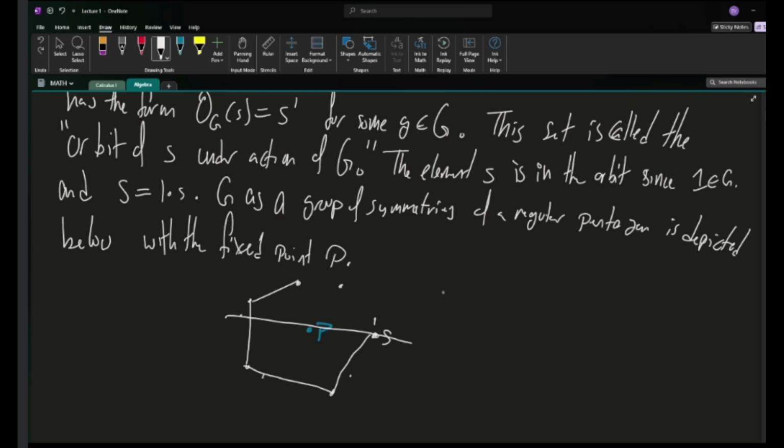Which creates different pentagons, if I actually do this correct. There you go.